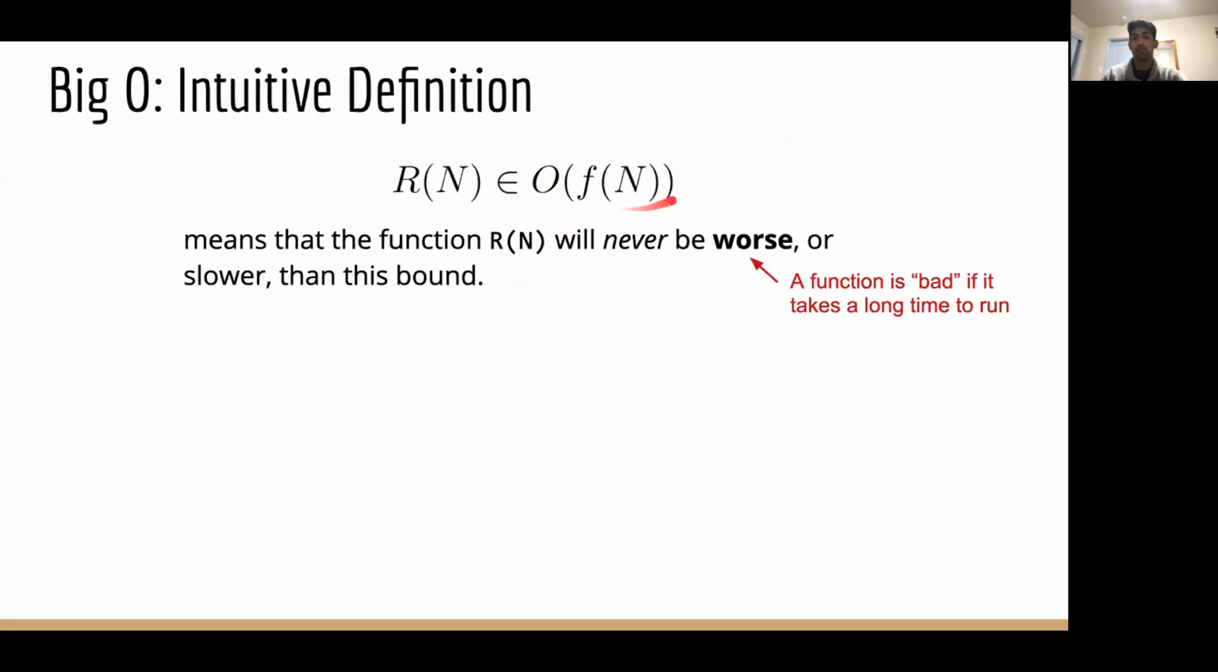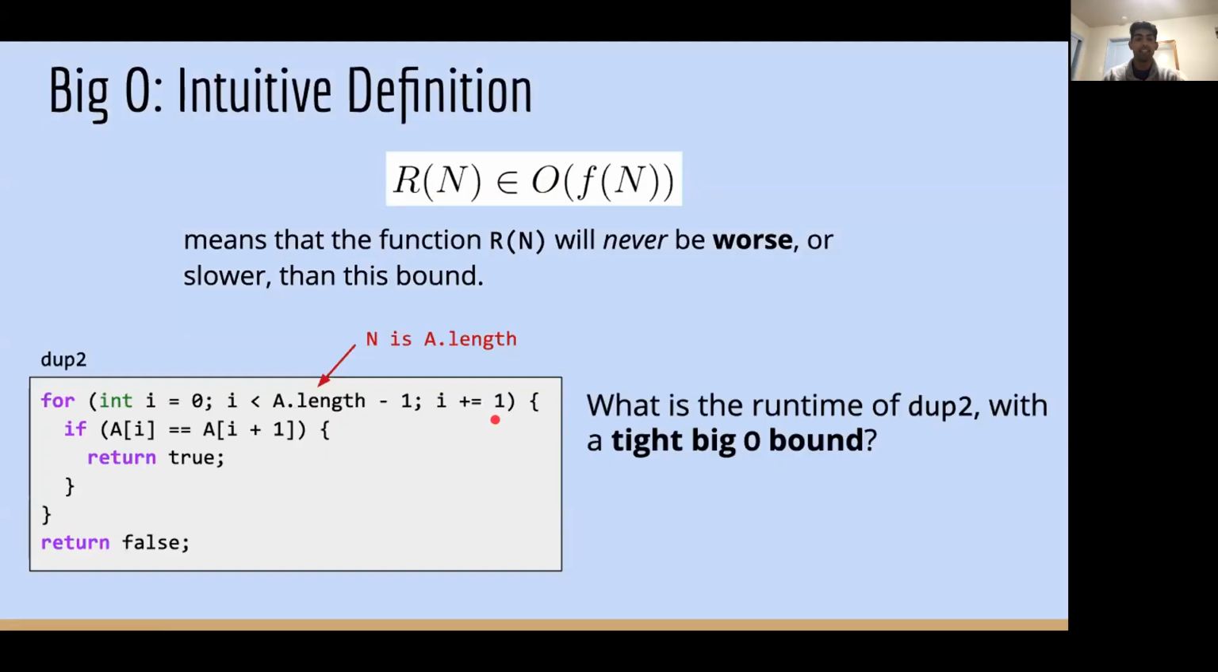So my intuitive definition, which I like a bit better, is when we have R of n that runs in big O of F of n, what this means is that R of n will never be worse or slower than this bound. And I like to think about a function is bad if it takes a long time to run. So let's look at the example dupe2.